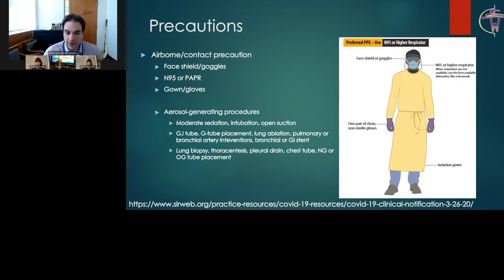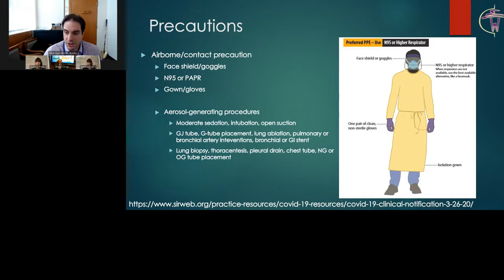N95 masks filter particles that are greater than 5 micrometers in diameter, while PAPR filters particles that are 0.3 micrometers or larger. And so theoretically, SARS-CoV-2 droplets and other coronavirus droplets can be as small as 4 micrometers. So there is the theoretical possibility that an N95 mask could potentially not block those particles. But with the use of a face shield, that certainly reduces that risk. So it's just something good to keep in mind.